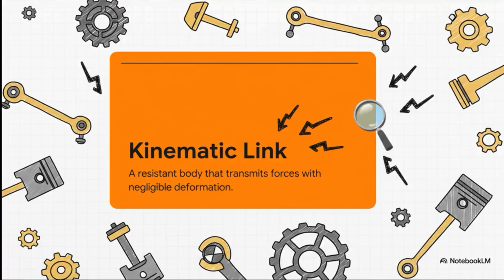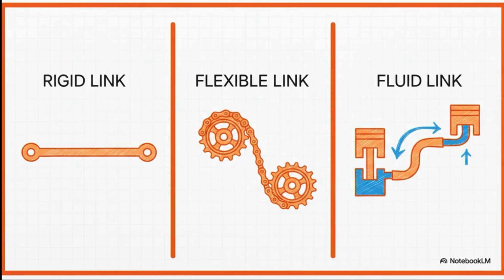All right, the most basic, fundamental piece of the puzzle is called a link, or if you want to get fancy, a kinematic link. Just think of it as any single part in the mechanism. The official definition calls it a resistant body, which is really just a technical way of saying it's strong enough to do its job, to push or pull without bending or breaking. And believe it or not, these links actually come in a few different flavors. You've got your standard rigid link, right?